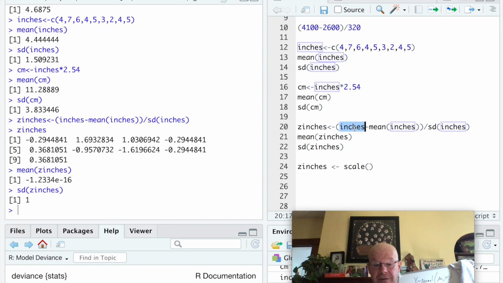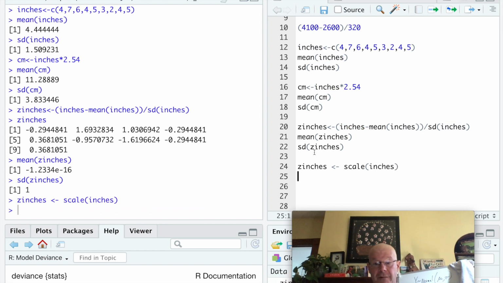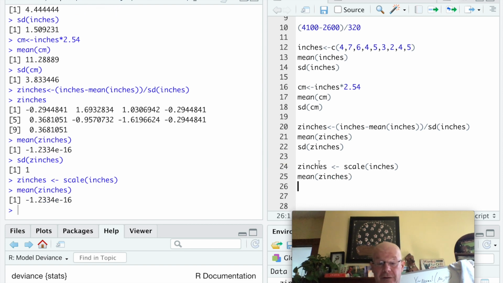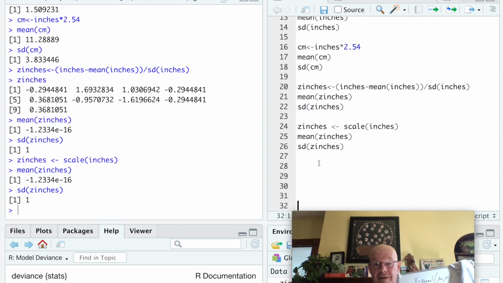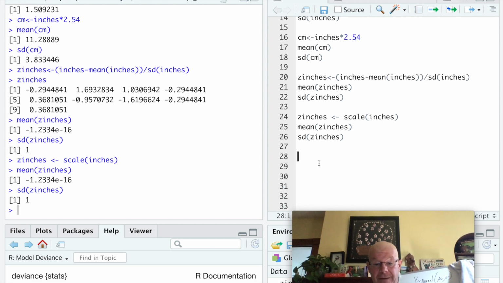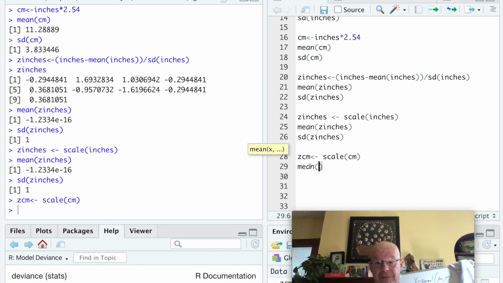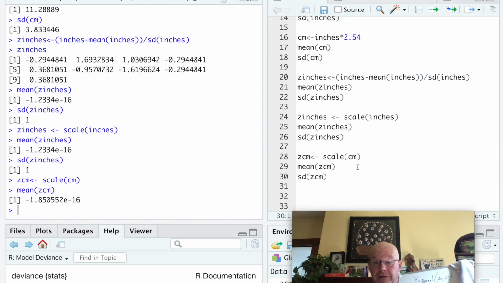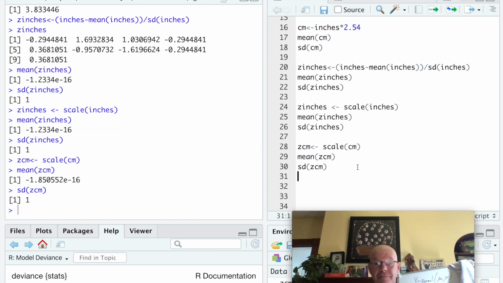And so if I were to go ahead and put zinches in there, and now ask for the mean of my new zinches, it's again going to be pretty darn close to 0 because it is 0. And the standard deviation of that is 1. And then I can do the same thing with z centimeters. Let's call it zcm. I will z-transform my centimeters. And then again, I could ask for the mean of z centimeters and the standard deviation of z centimeters. So the mean, whoppingly close to 0 because it is 0, and the standard deviation is 1.